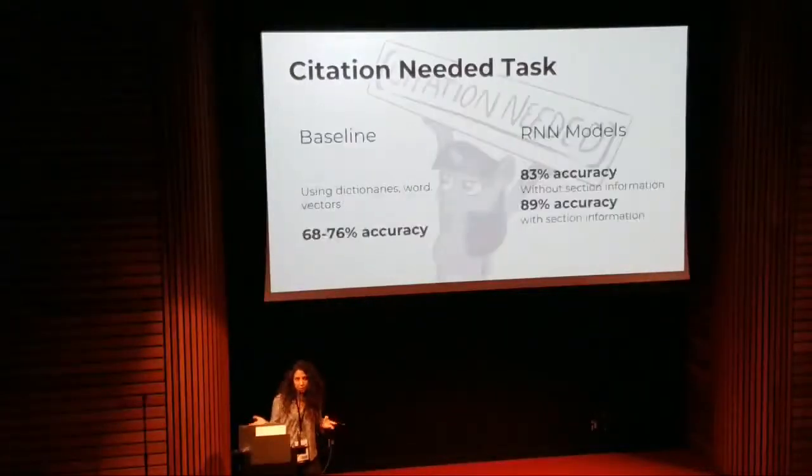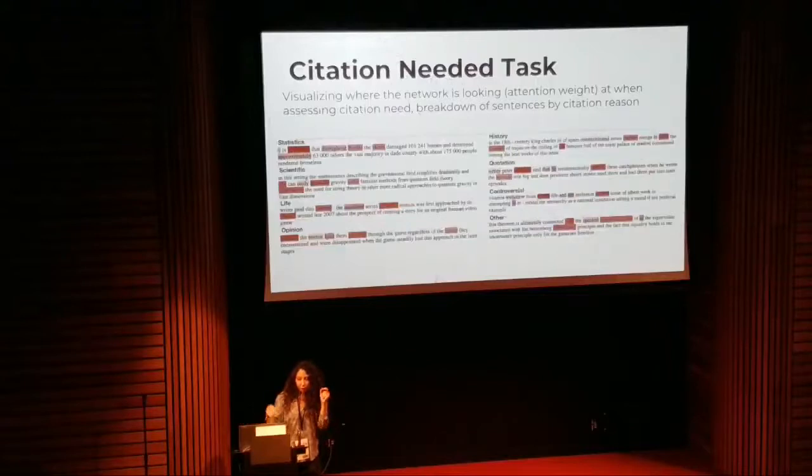I'm going to skip the details, but basically this algorithm, by looking at both content and the position of the sentence in the article, can detect sentences needing citation with 90% accuracy. And because of how we designed this algorithm, we can also understand where the algorithm is looking when assigning a citation needed score. It's essentially looking at verbs such as estimated or claim, and specific, say, scientific or historical words.